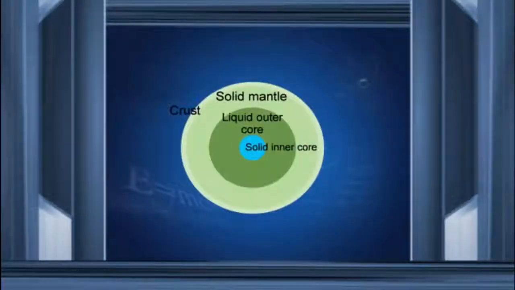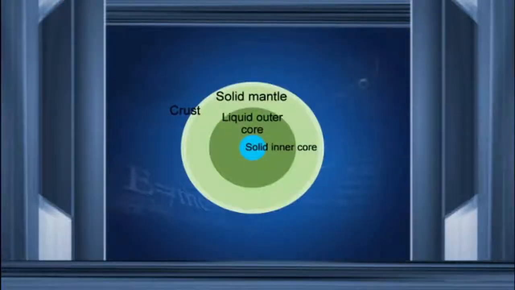There is a solid inner core, then there is a liquid outer core, and there is a solid mantle, and then there is a crust, which is a very thin layer. I have shown it slightly bigger just to show that it is there, but actually the crust is about 20-25 kilometers deep. It is a very small distance compared with the radius of the earth. So, that is how the structure of the earth varies.